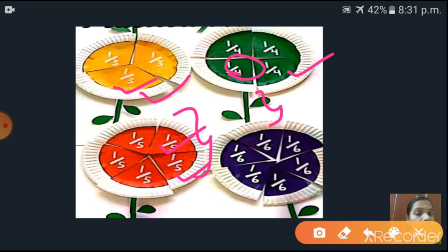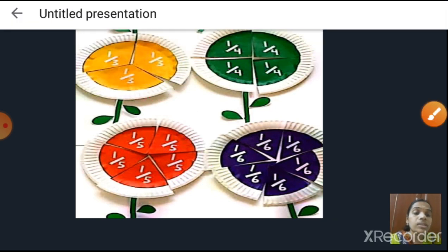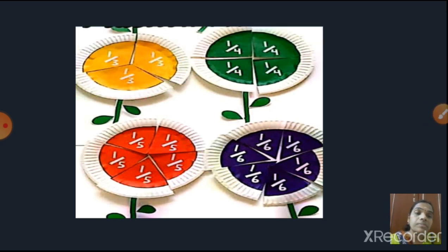3 flowers. So once again I will tell you: write the heading operations on fractions. Below that, write fraction flowers. And below that, what do you have to write? The definition of fraction. Afterwards you have to make the fraction flowers. Understood, children? 3 flowers you have to make. On each and every A4 size paper you have to write your details: name, standard, division and SID numbers. Can you do it, children? Yes. This one you have to submit, and it has to be submitted in September.